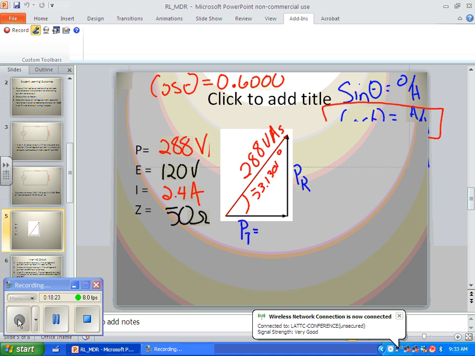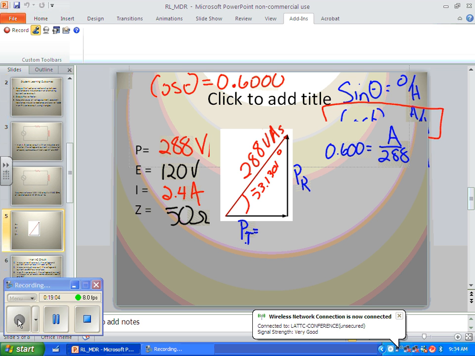What we're going to do is we're going to say that we have the cosine, and that's equal to A over H. Okay, let's plug in some things we know already. The cosine is 0.6, and that's equal to A over H. H is something we're looking for, right? No, H is what we have. H is the hypotenuse, 288. We're looking for the side adjacent, which is true power, right?